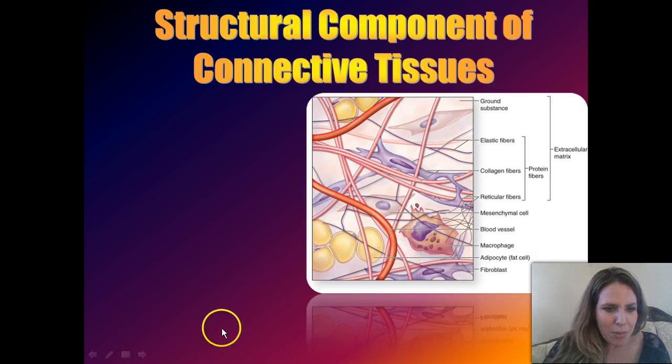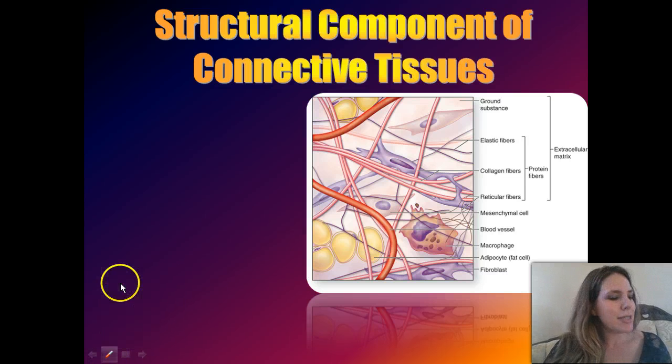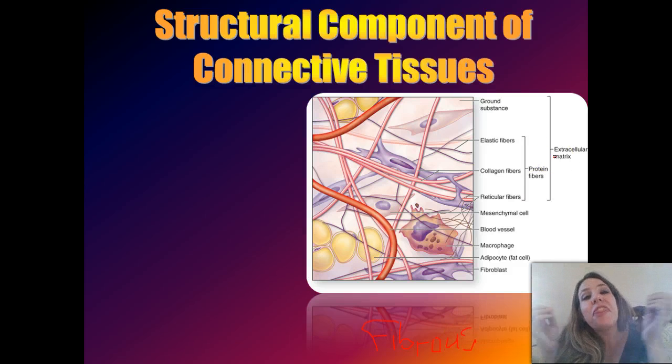Fibrous meaning full of fibers. And in this case, the fibers are made of proteins. Depending on the kind of connective tissue you're dealing with, there are different kinds of fibers. Some are thin, some are thick, some are dark, some are light. So we're going to be talking about these different kinds of fibers.